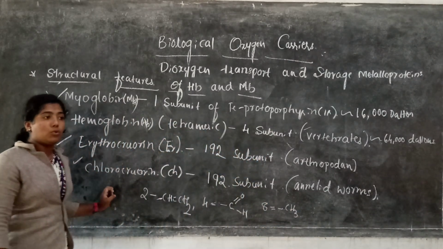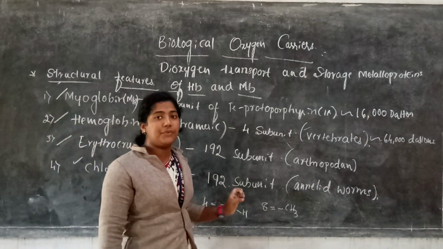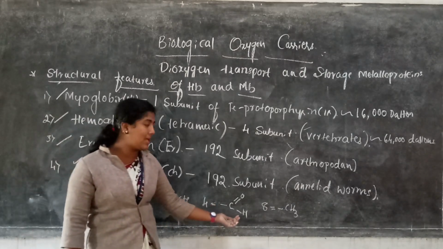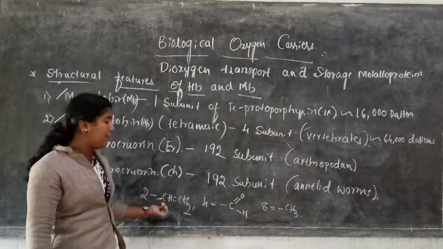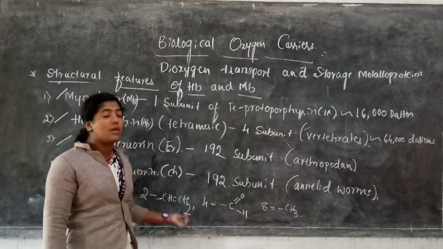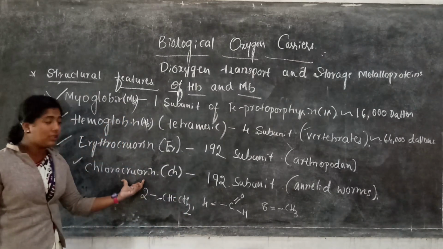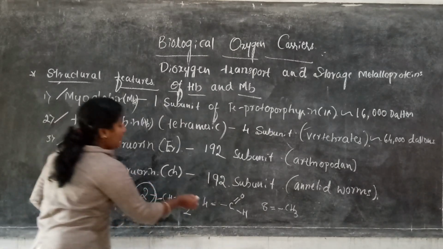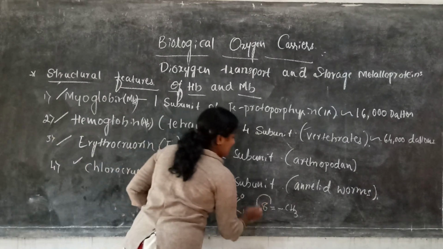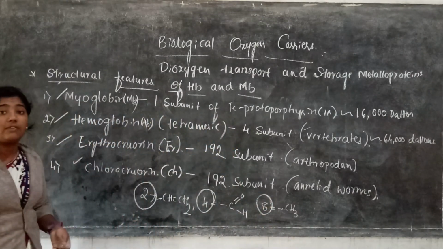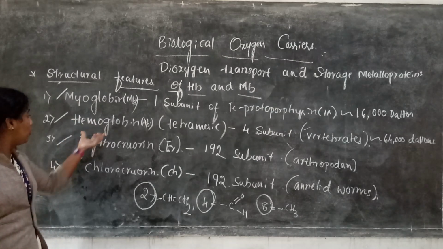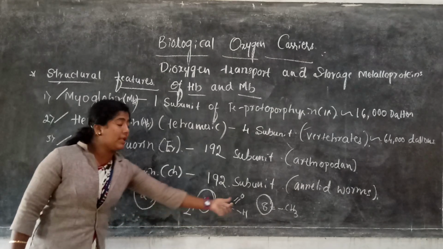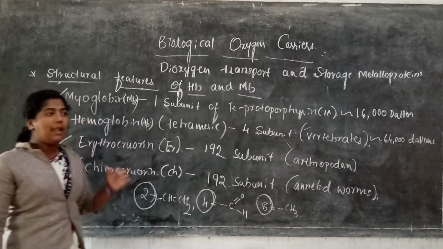In iron protoporphyrin, we have different substitution groups: in the 4th and 8th positions also a methyl group, and in the 2nd position also a methyl group. So in chlorocruorin, the substitution of the tetrapyrrole system is different from myoglobin, hemoglobin and erythrocruorin. In the tetrapyrrole system, positions 2, 4 and 8 are different in chlorocruorin.